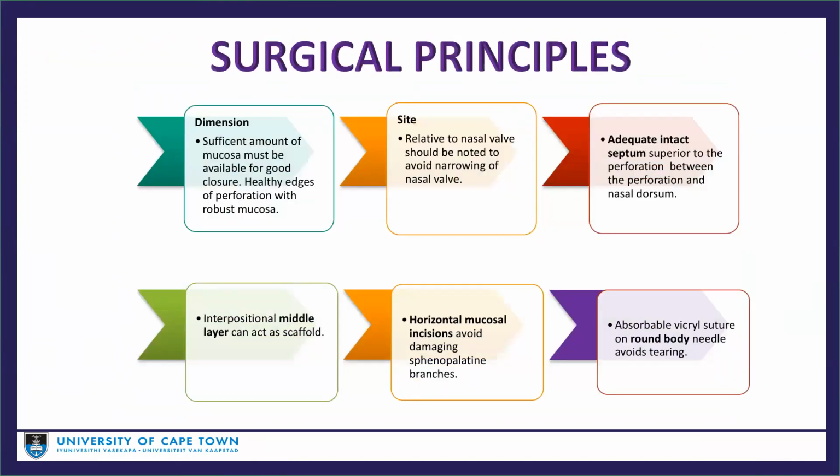And certain surgical principles that we must keep in mind is to make sure that if a perforation is near the nasal valve, we do not completely occlude the nasal valve. We must ensure that there's adequate septum superior to the perforation in order to avoid the sagging nose. We can use an absorbable Vicryl suture on a round body needle to avoid tearing. We can use horizontal mucosal incisions to avoid damage to artery. And it's always advisable to use a middle layer interpositional graft for scaffolding.